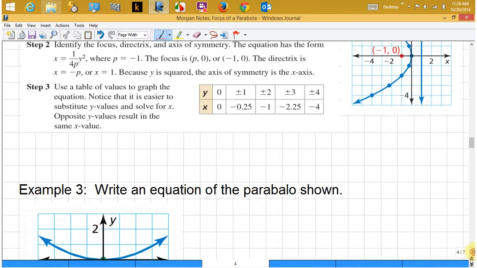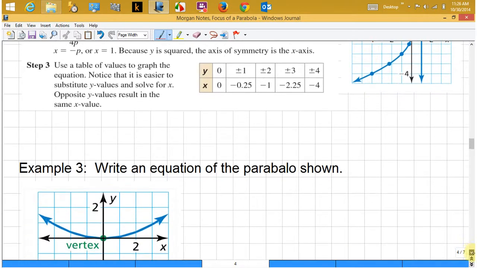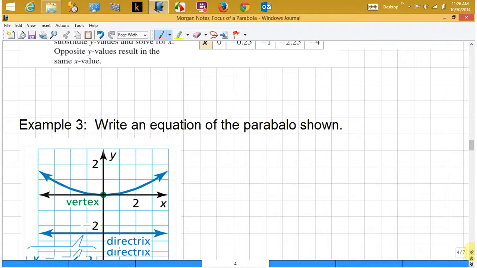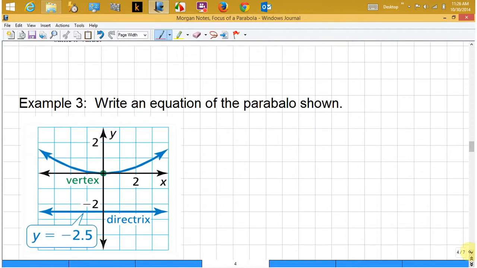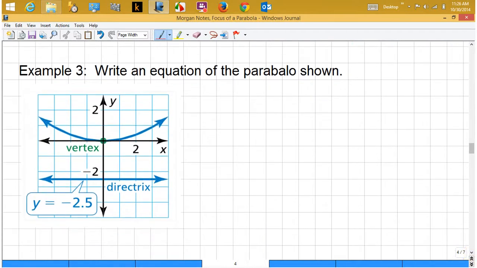Okay, let's go to where we're writing an equation of a parabola. This is actually going to be easier than graphing it. Okay, notice what I have here. This parabola opens up or down. I'm going to be using the equation form where it's the x that's squared. So the equation that I'm going to use is y is equal to 1 all over 4p x squared.